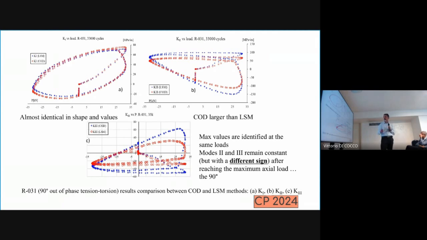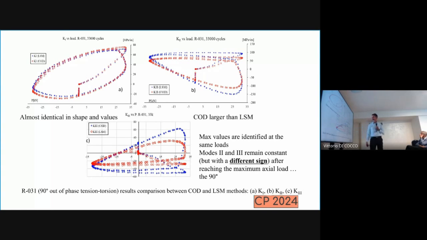For mode 1, there is pretty much agreement in shape and values. It even shows that the machine slightly overshoots here for the initial load. For mode 2, COD shows slightly larger values than the over-deterministic method, but both agree in shape. For mode 3 it is basically the same too.